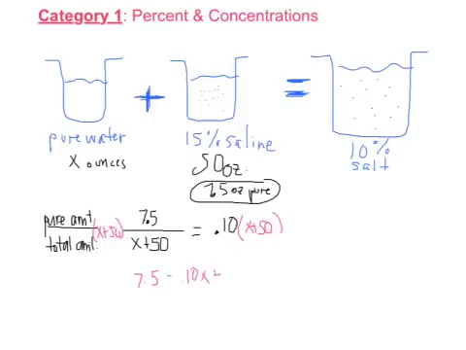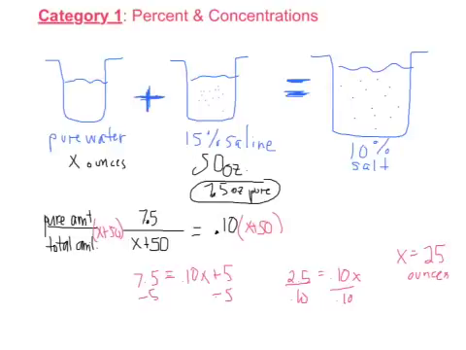0.10x plus 5. To solve, I will isolate x to one side of the equation, the constants to the other side. 2.5 then is 10% of some unknown amount. Divide by the 10%. And we have x, which is the amount of water to be added, is 25 ounces.